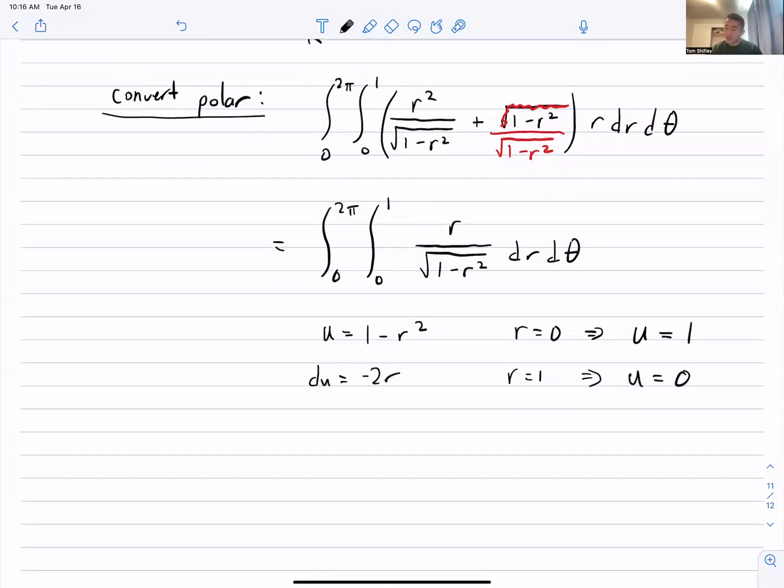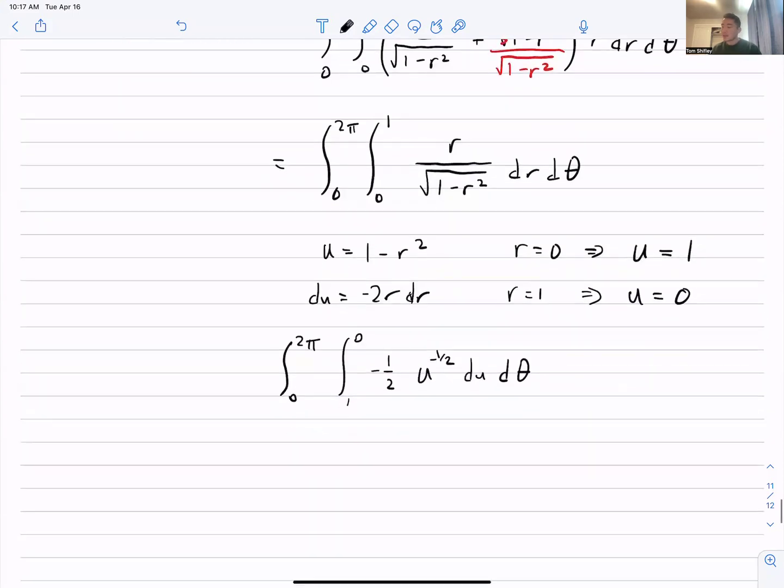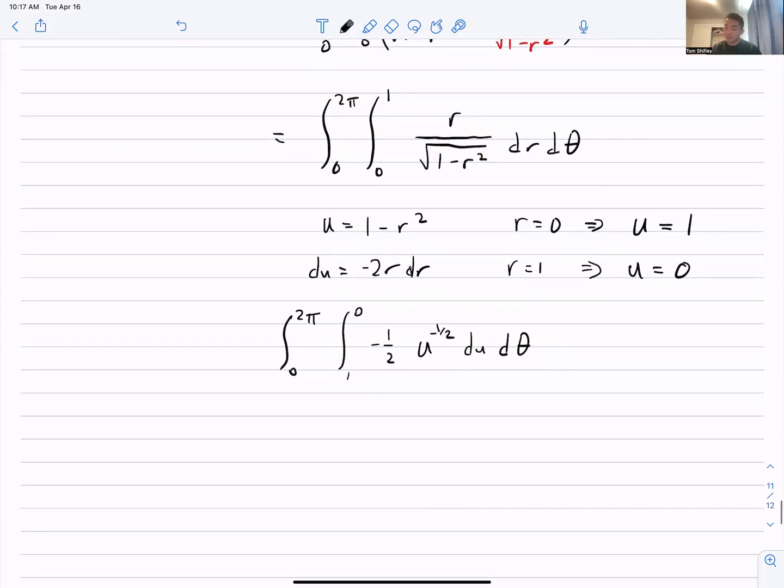And so it becomes the integral from 0 to 2 pi, plugging in those things, integral from 1 to 0, and then it'll be, oh, this should be a dr, by the way, negative 1/2 u to the negative 1/2, and then du d theta. Because dr is negative 1/2 du, so that's good. And then this is just the integral of u to the negative 1/2. So that all looks good. And then now I can integrate.